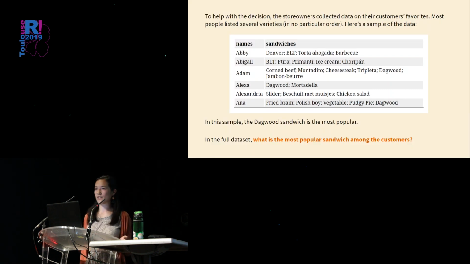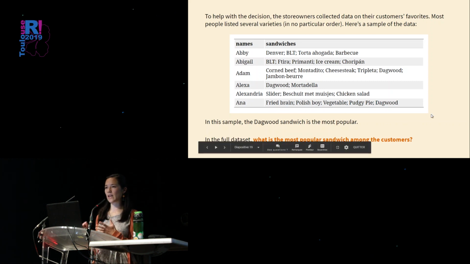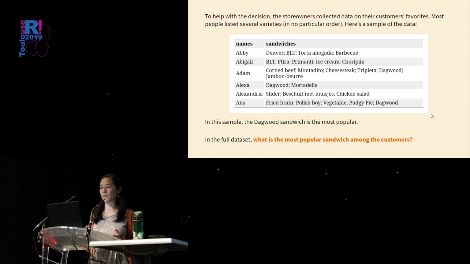They're very, very good store owners. They've collected the data for you and organized it very nicely. And here's a sample of the data. You have customer names, you have the sandwiches. Here it's semicolon separated. And these sandwiches are their favorites in no particular order. And here at the bottom it says that in this sample of 6 customers, the Dagwood sandwich is the most popular. And just by eyeballing it, we can see that Adam, Alexa, and Anna all really like the Dagwood sandwich. And in the full data set, what is the most popular sandwich among the customers?